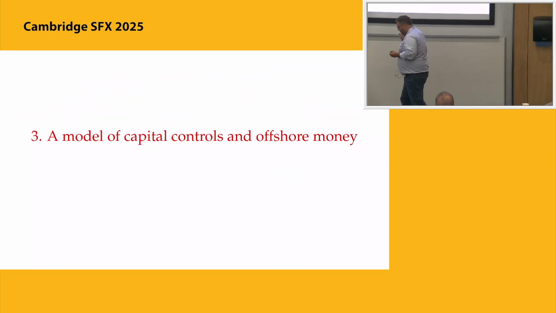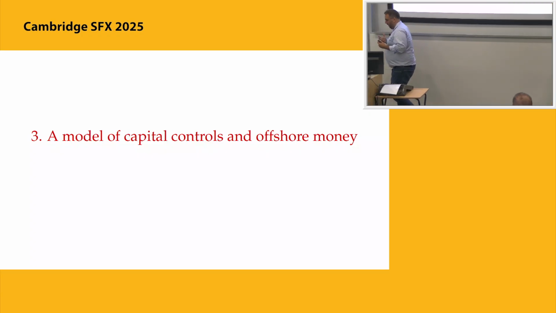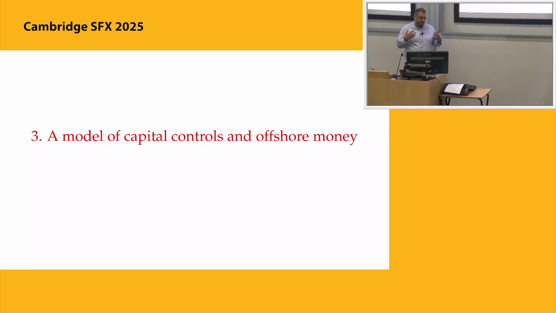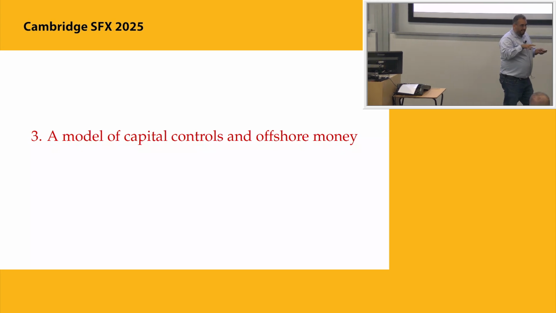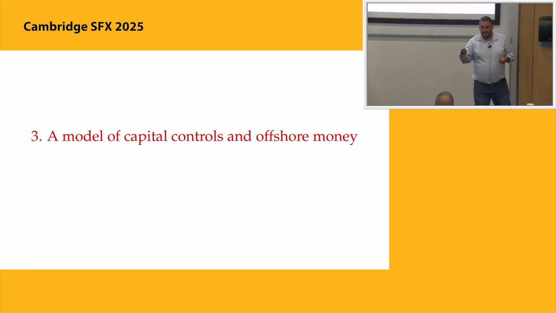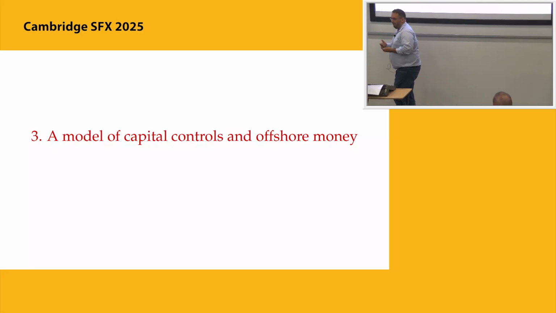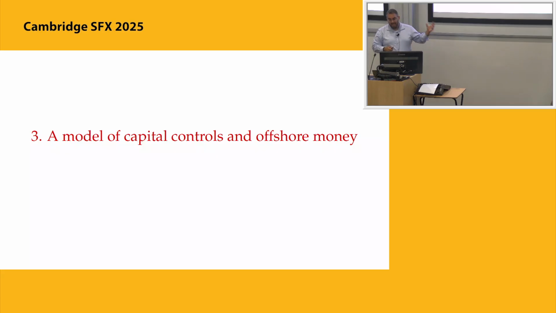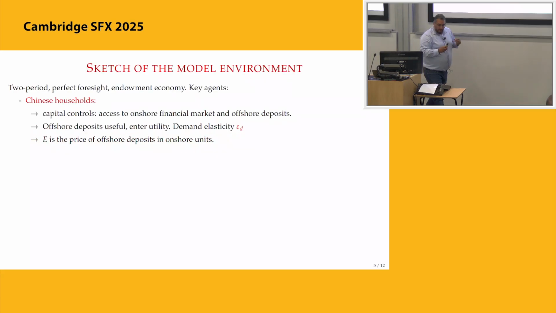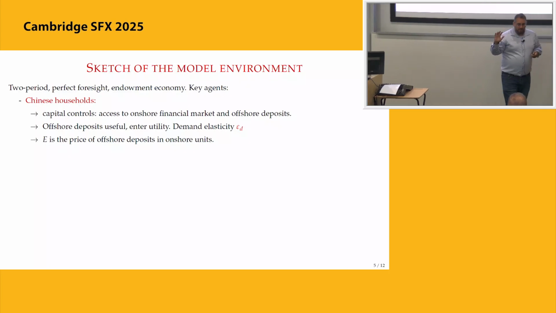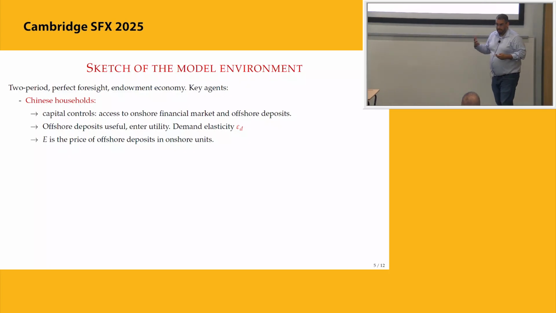So, given we have this setup, we want to think: how can we have a scarce money system with this offshore market, maintain a peg, and implement capital controls? Let me sketch a very simple model for you. I won't go into details in a short presentation, but I'll discuss what we get out of it and then take it to the data a little bit. The model is a two-period, perfect foresight, open endowment economy of China.